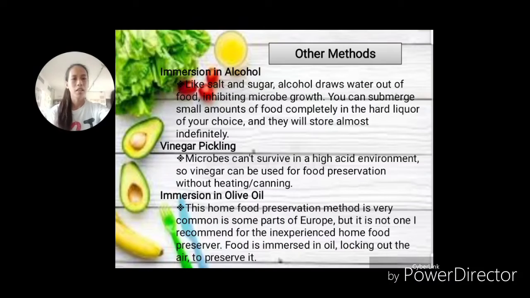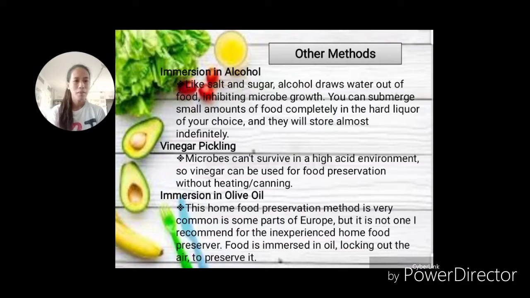So here are the other methods. Immersion in alcohol. Like salt and sugar, alcohol draws water out of food, inhibiting microbe growth. You can submerge small amounts of food completely in the hard liquor of your choice and they will store almost indefinitely. Vinegar pickling. Microbes cannot survive in a high acid environment, so vinegar can be used for food preservation without heating or canning.